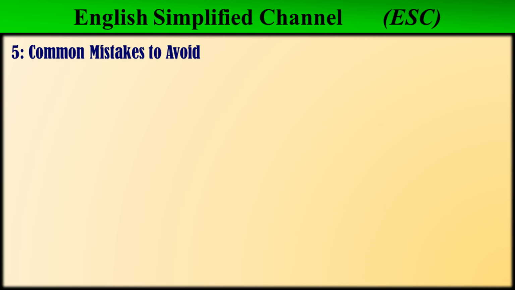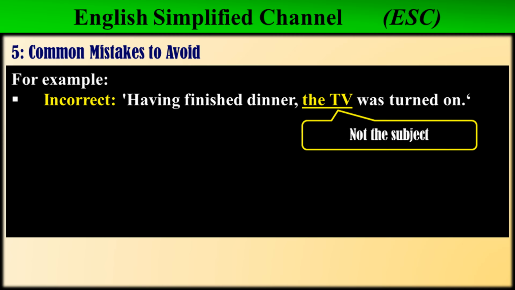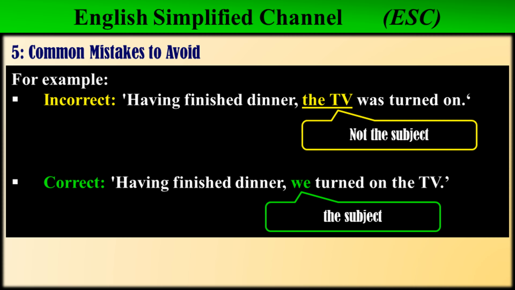Section 5. Common mistakes to avoid. One common mistake is forgetting to match the subject of the "having" clause with the subject of the main clause. For example, "Having finished dinner, the TV was turned on." This sentence is incorrect because the TV can't be the subject of this sentence. Simply say, the TV can't do dinner, can it? So to correct this sentence, it should be, "Having finished dinner, we turned on the TV." The subject "we" should be the same for both the "having" clause and the main clause.